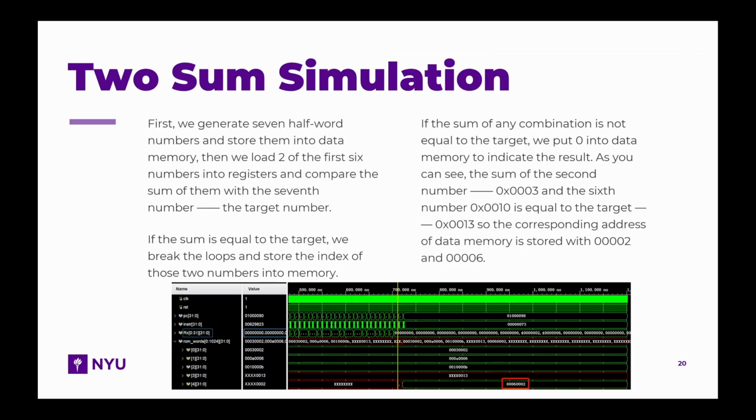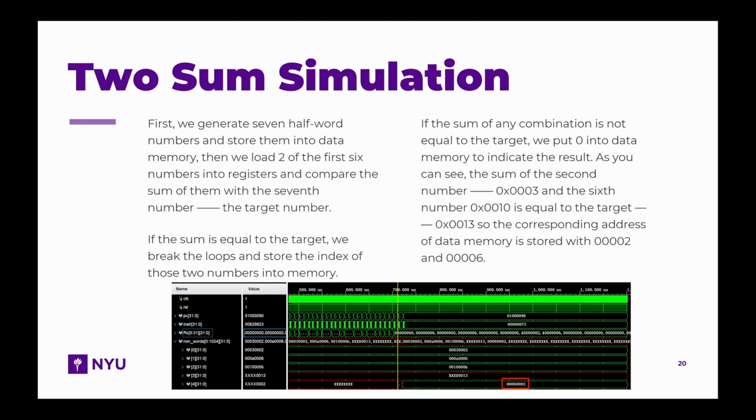So the next test case is called two-sum simulation. It's similar to the first problem on LeetCode, but there's still a little bit of difference. We only generate six numbers and store them into the data memory, and we generate another target number and store it to the memory, and then we need to find which two of the first 6 numbers have a sum equal to the target number. So this is called two-sum.